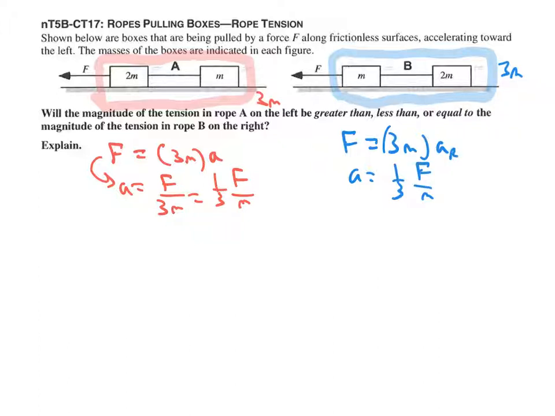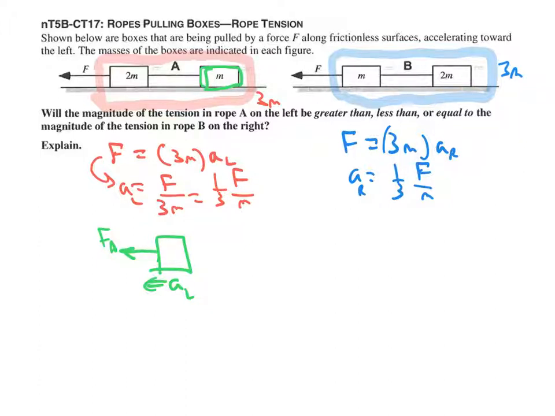I'm going to call these the acceleration on the right and the acceleration on the left. And so we see that the acceleration on the left and the acceleration on the right are the same. And therefore, all the boxes have the same acceleration of 1/3 F over m. Now what we're going to do is draw a free body diagram for just this box, and I'm going to draw just the horizontal forces. There's a force, which is rope A, and there's an acceleration, which is A sub L.